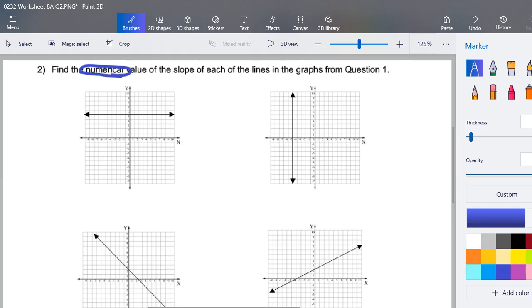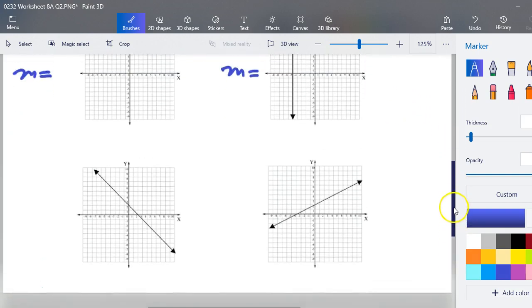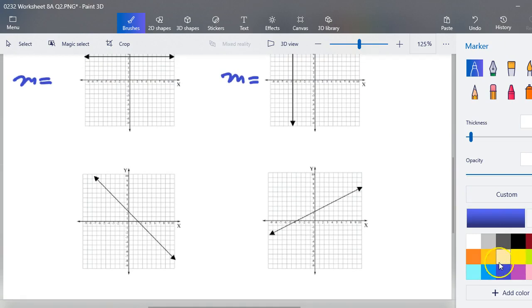Question number 2 says, find the numerical value. We want a number. So when we get done, we're going to say the M of this one is, and the M of this one is, etc. I'm going to go ahead and start with the ones at the bottom, and you probably have had or remember being exposed to.